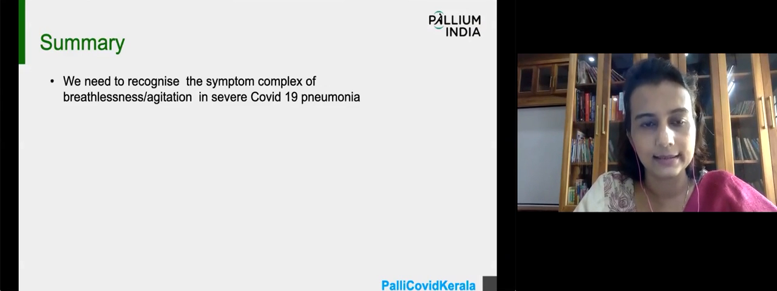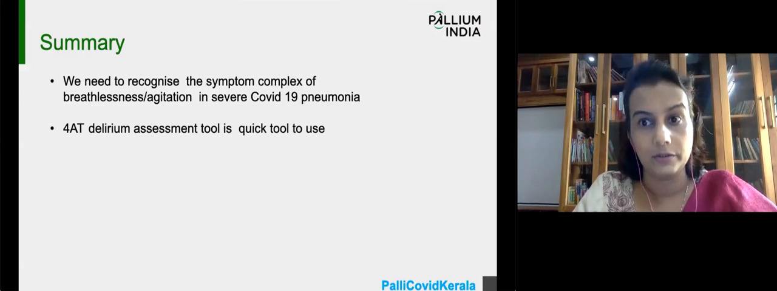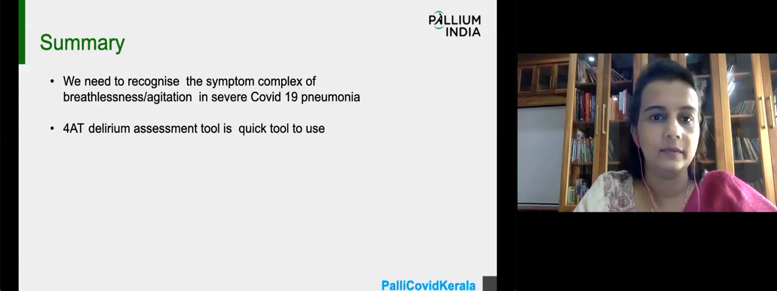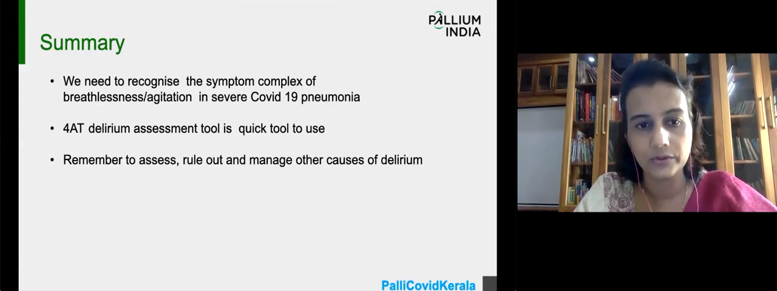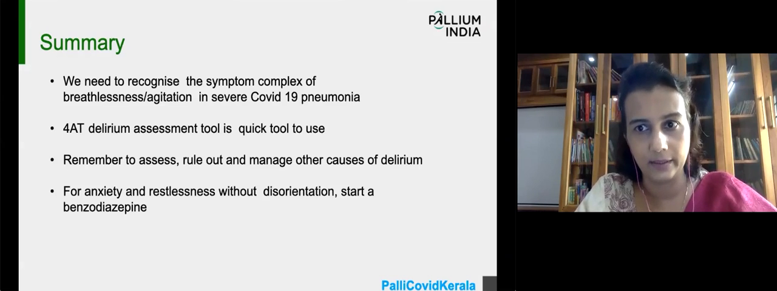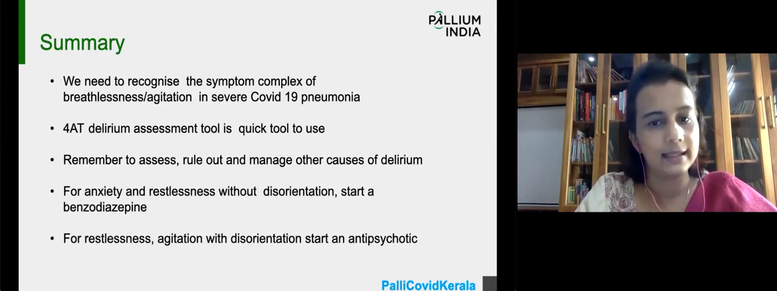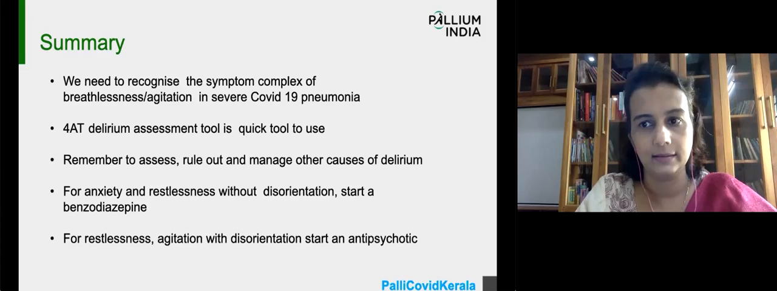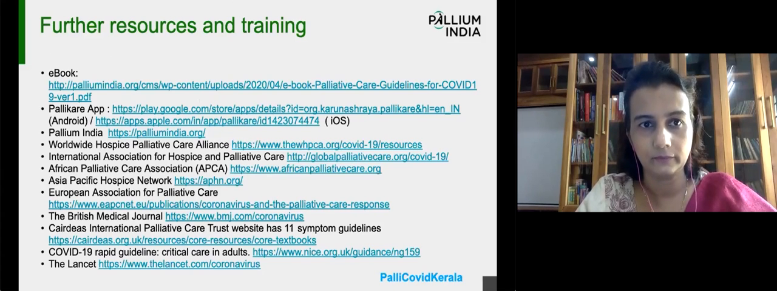So to summarize, we need to recognize the symptom complex of breathlessness and agitation in severe COVID-19 pneumonia. They go hand in hand. To assess delirium, the 4AT delirium assessment tool is a quick tool to use. Always remember to assess, rule out and manage other causes of delirium. And for anxiety and restlessness without disorientation, you can start a benzodiazepine. But with restlessness and agitation with disorientation, you can start an antipsychotic.